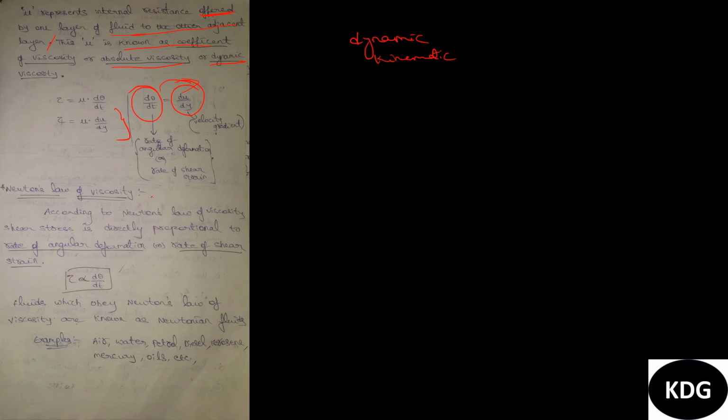What is Newton's law of viscosity? According to Newton's law of viscosity, shear stress is directly proportional to the rate of angular deformation or rate of shear strain. Fluids which obey Newton's law of viscosity are known as Newtonian fluids. Air, water, petrol, diesel and several others all obey it, so these are called Newtonian fluids. For a Newtonian fluid, the equation is shear stress equals mu into du by dy. This we already know.